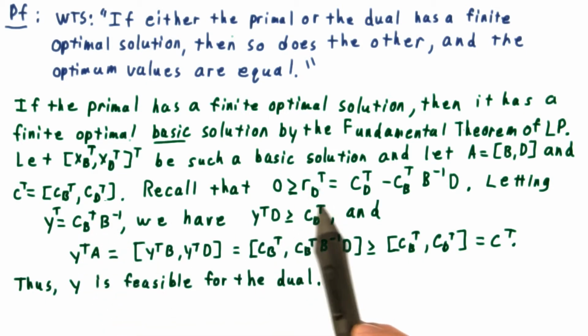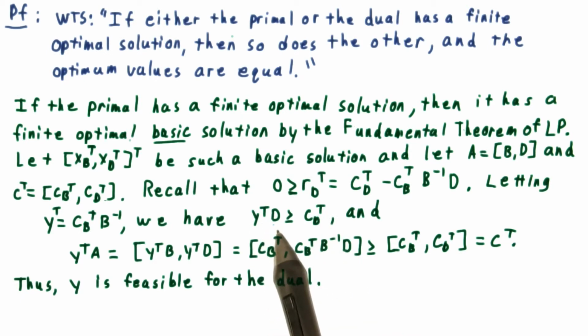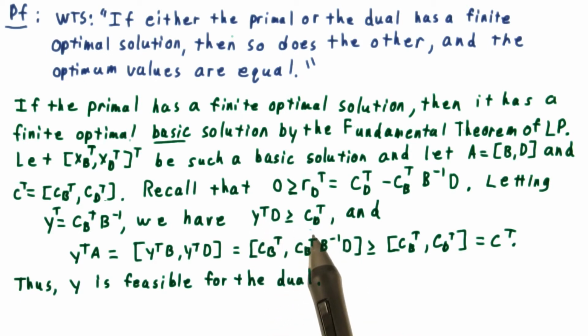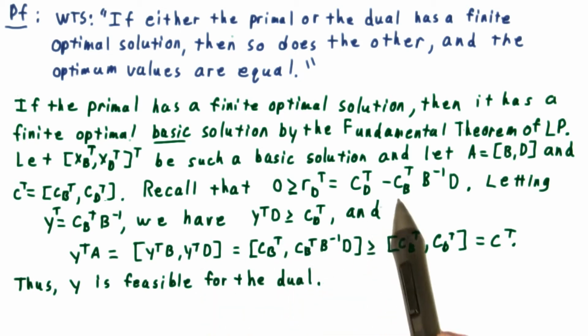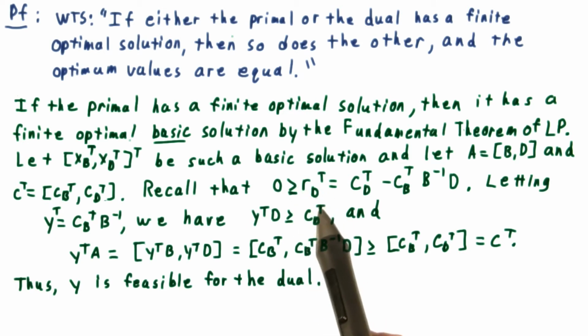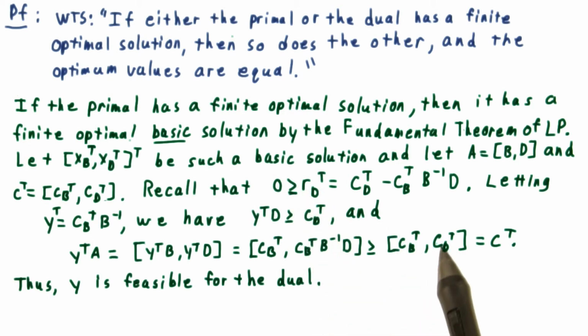And then from the non-positivity of R, it follows that y transpose D has to be at least as great as c_D transpose. And then we can show feasibility by arguing that y transpose A, and we can just rewrite that in terms of the submatrices B and D. Well, just by definition, the first part is just c_B transpose, and the second part is this expression here, which again from the fact that R_D is non-positive is at most c_D transpose. Well, that's just our vector c, and we can see that y does in fact meet the feasibility constraints.